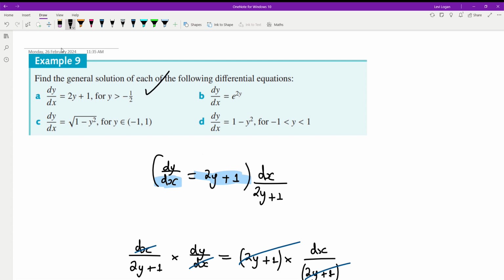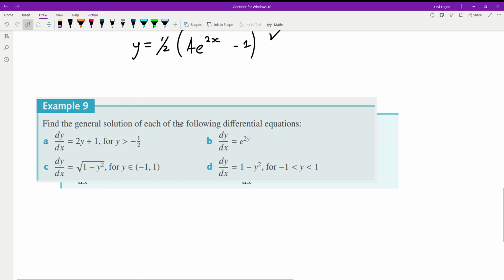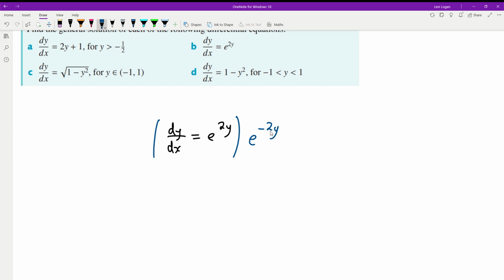So I'm just going to copy this and bring it down. Right, so B, dy dx is e to the 2y. So we've still got to make y's combined together. So what we're going to do is divide both sides by e to the 2y. But that is the same as timesing both sides by e to the minus 2y because of that negative exponent, as this is exactly the same as that.